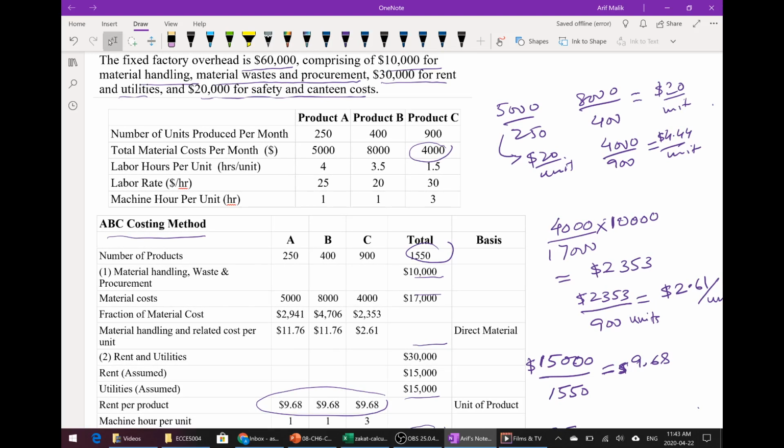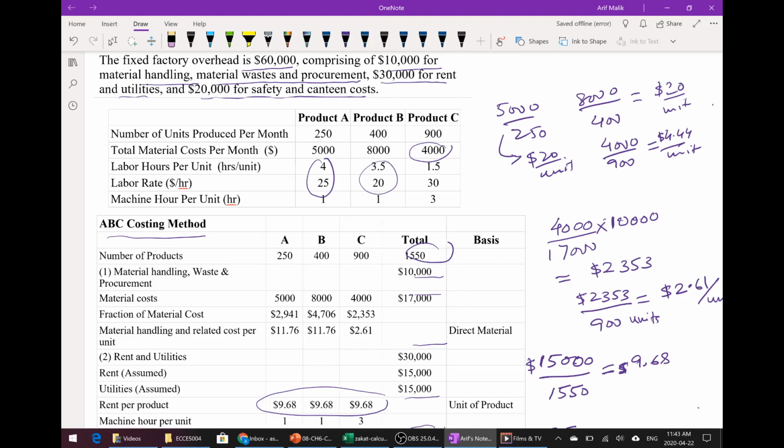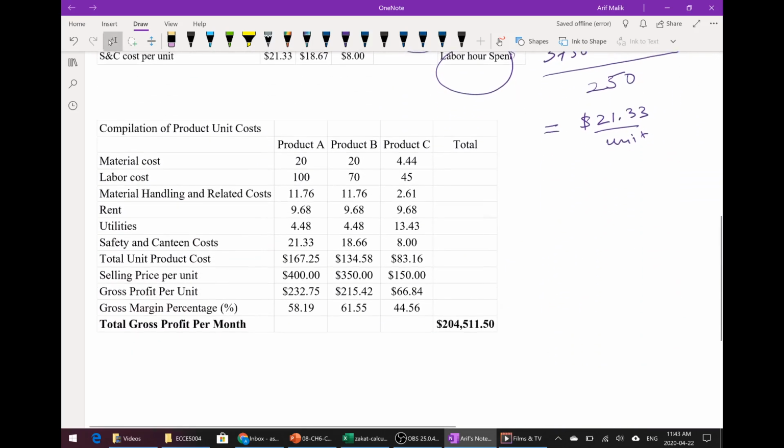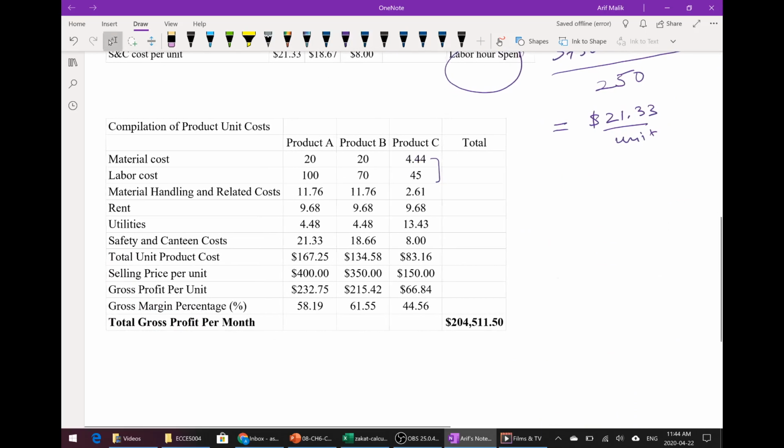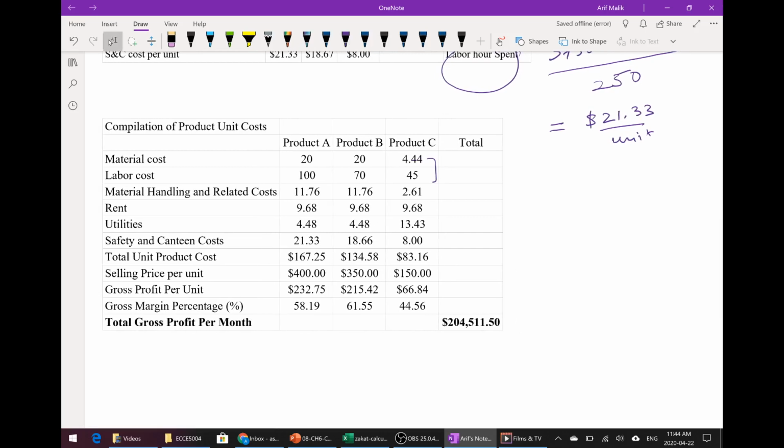The direct labor cost is also easy. Just 4 multiplied by 25 is your labor cost per unit, because 4 labor hours are used for making, let's say, product A, and the labor rate is 25, so the labor cost becomes 100 per unit. And the same way for the others, we already did that. I just did it again for you, just to see that these are the values we get for direct material and direct labor cost.